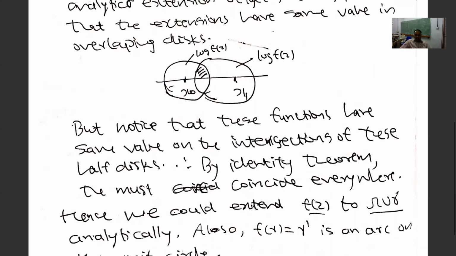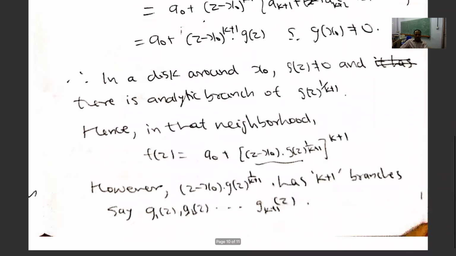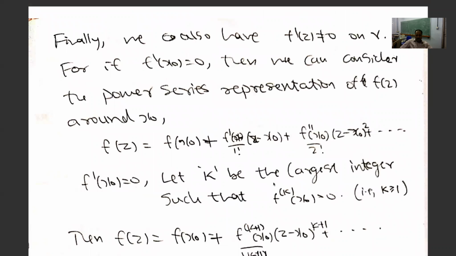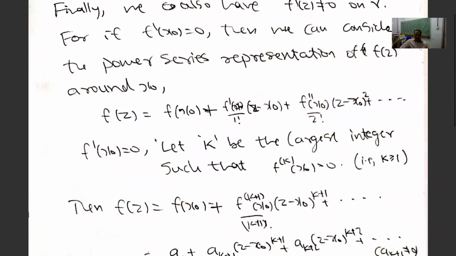So everything is fine. The only thing we have to prove is that this is 1-1. 1-1 on the extension means it is 1-1 on gamma. So for that, we will prove that the derivative does not vanish on gamma. Suppose f dash x0 is 0. And we consider the power series representation around x0. And you choose k to be the largest integer such that the kth derivative at x0 is 0. So obviously k is greater than or equal to 1, since f dash x0 is 0.